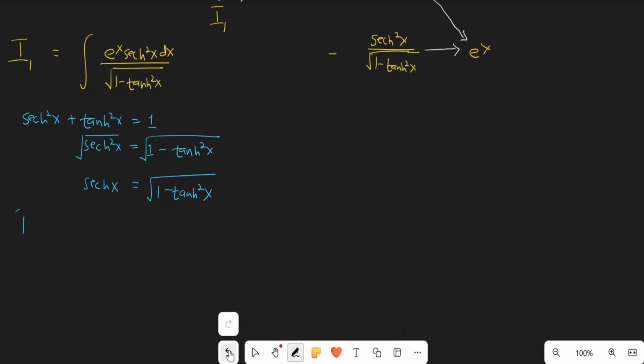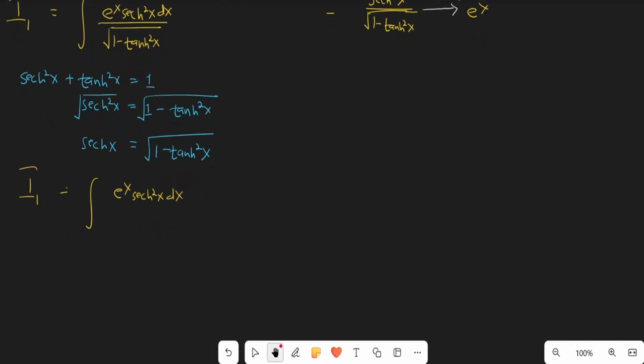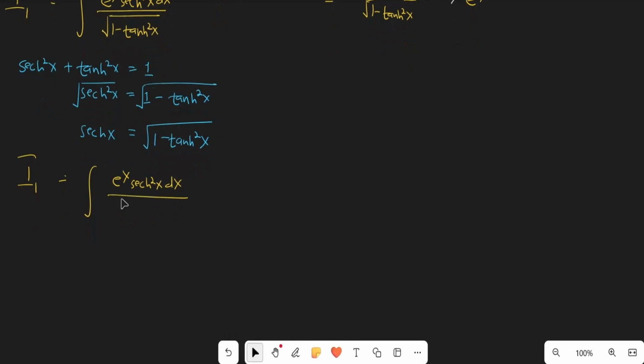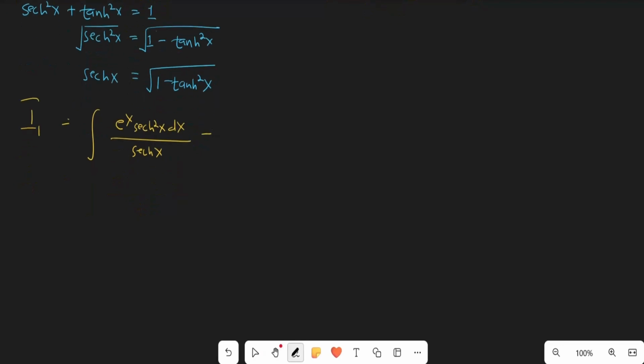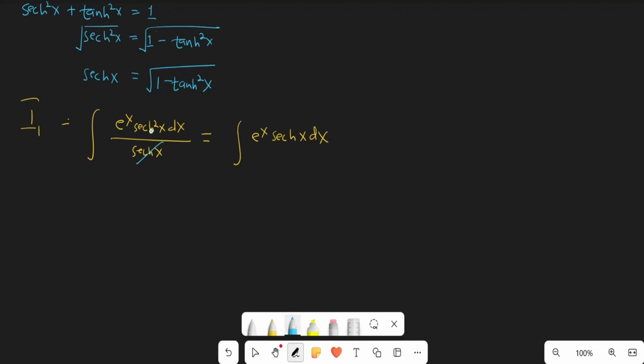So I1 is equal to the integral of e to the x multiplied by secant hyperbolic square of x dx on top, and this is divided by the square root of that, which is the same as secant hyperbolic of x. So this is equal to the integral of e to the x multiplied by secant hyperbolic of x dx, because this one is going to cancel 1 on top, leaving 1 at the top.